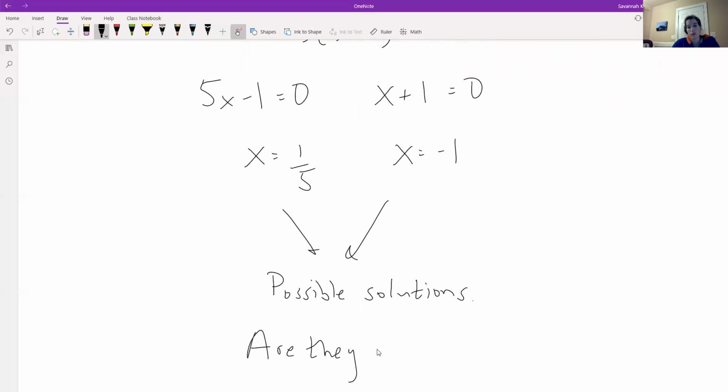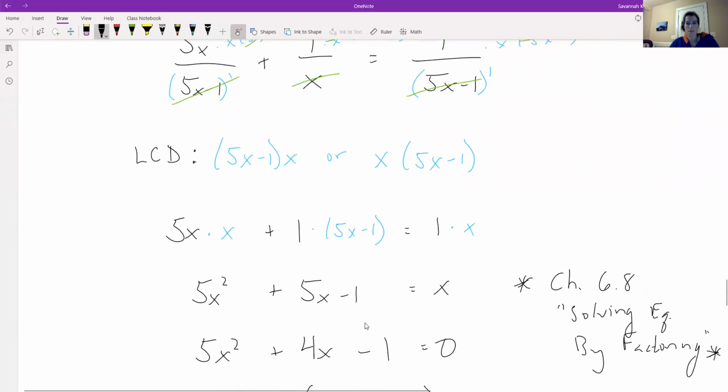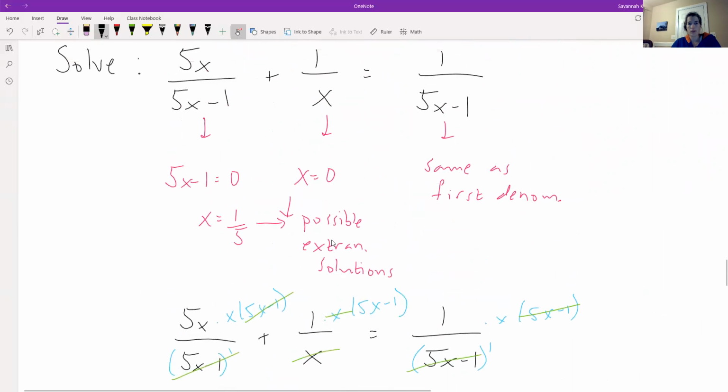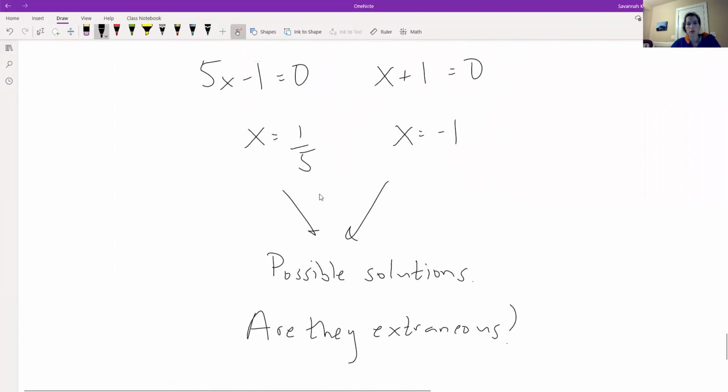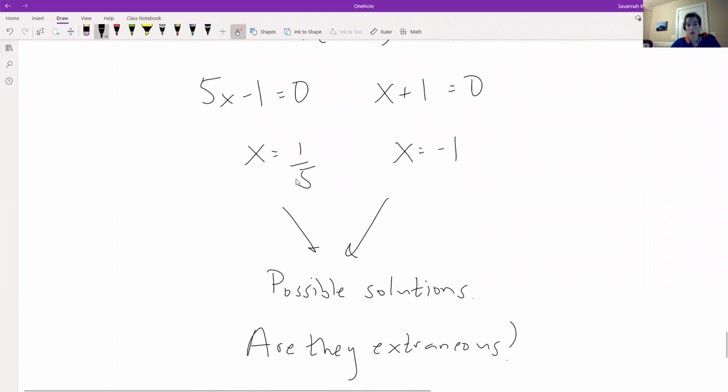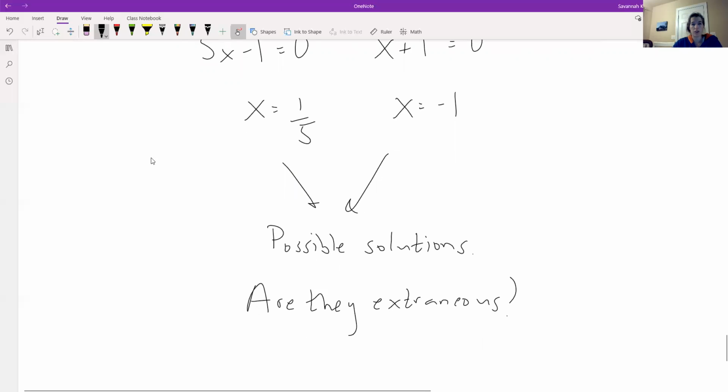Are they extraneous? I'm feeling like one of them is. Let me zoom up to the top here. X equals 0 and x equals positive 1/5. So I don't have a 0, but I do have a positive 1/5. So x equals 1/5 is extraneous, so throw it out.